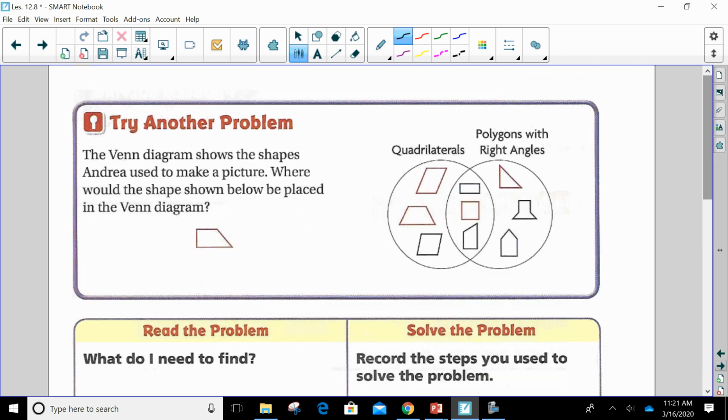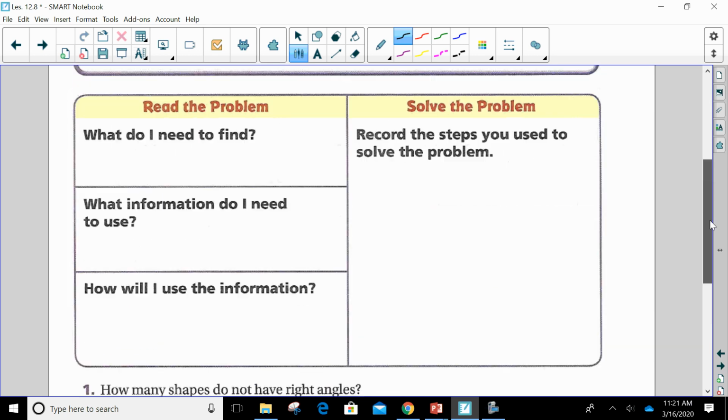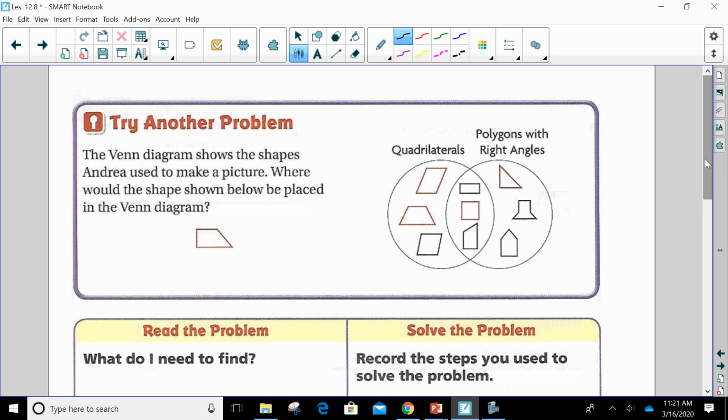Next page. Okay. The Venn diagram shows the shapes Andrea used to make a picture. Where would the shape shown below be placed in the Venn diagram? Okay. So let's look at this. I'm not going to go through all this stuff because we get caught up in all of that. So let's talk through this. Quadrilaterals, 4 sides, right? Well, it has 4 sides, so it could go into that circle.